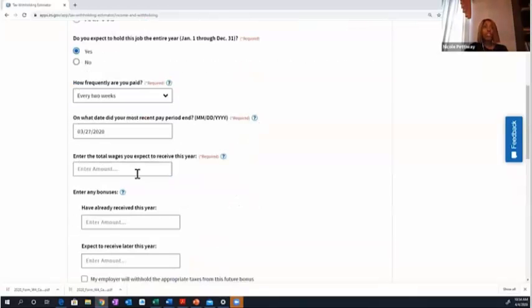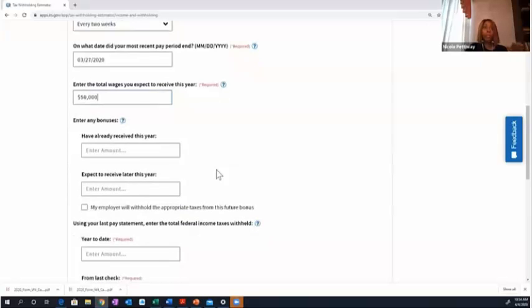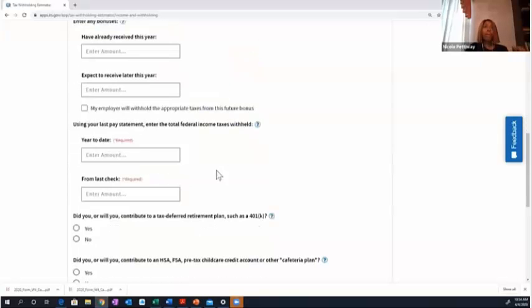Enter the total wages you expect to receive this year. The example that I'm using, this person is making $50,000, so that's her total wages that she expects to receive. No bonuses for this particular scenario, so we can leave that blank. Using your last pay statement, enter the total amount of federal income tax held, year to date. So how much taxes were taken out year to date? In the example I'm using, it is 1615, because she's at a tax bracket that's 12% based on her standings and how much money she makes. So 12% roughly taken out of her paycheck.